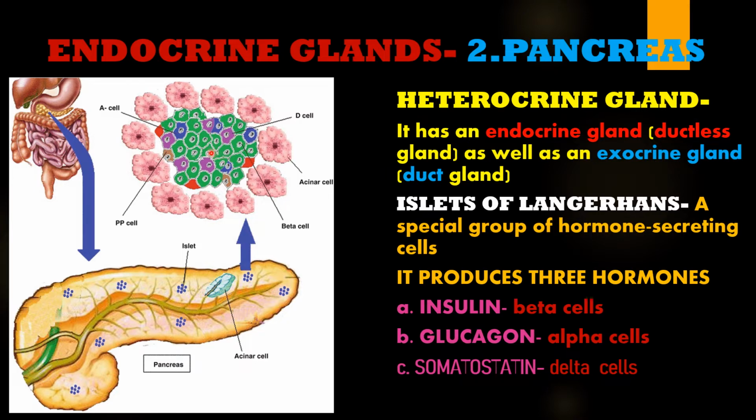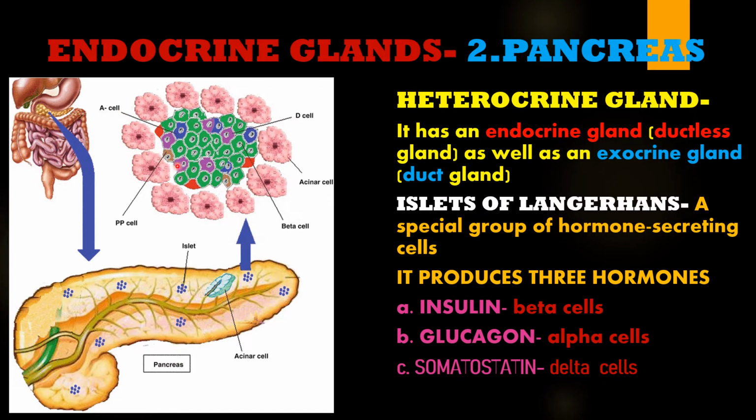Here you can see there are different types of cells present in the islets of Langerhans. Insulin is produced from beta cells. Yes, this is the beta cell. Another one, glucagon. Glucagon is another hormone. Glucagon is produced from alpha cells. Here you can see this is the alpha cell.